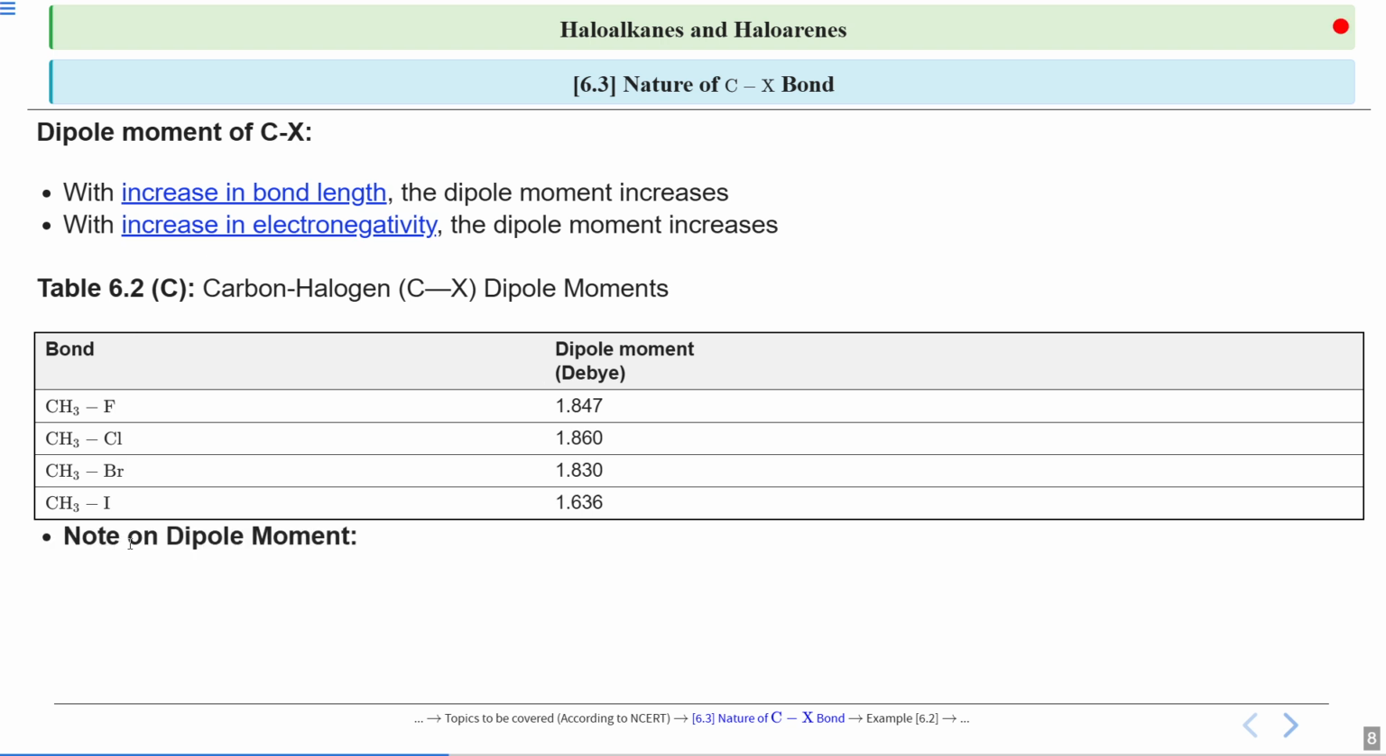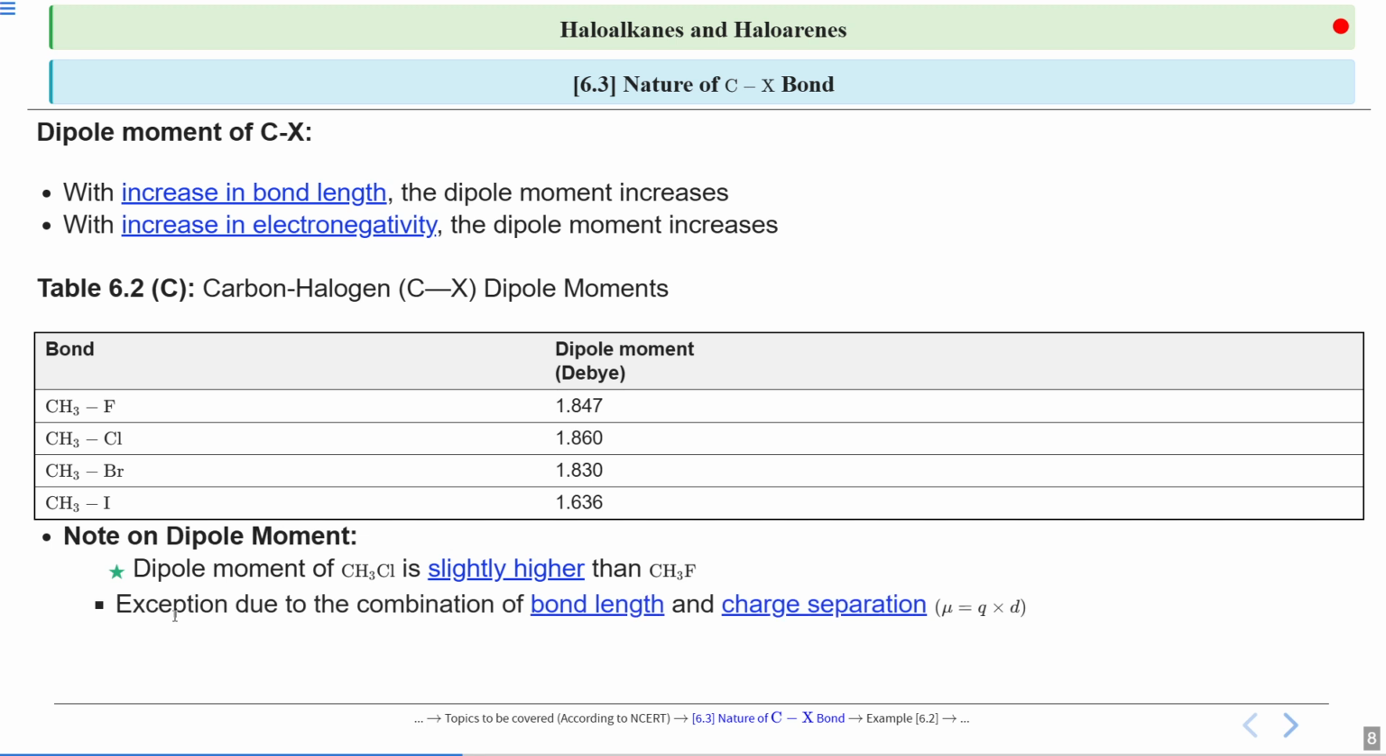So there is a note on dipole moment. What is it? The dipole moment of CH3Cl is slightly higher than CH3F. That means the dipole moment of chloromethyl is slightly higher than fluoromethyl. And why is it so? So this is the exception case. Why? Due to the combination of bond length and the charge separation factor.